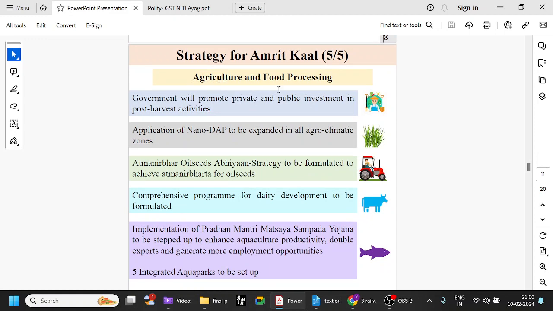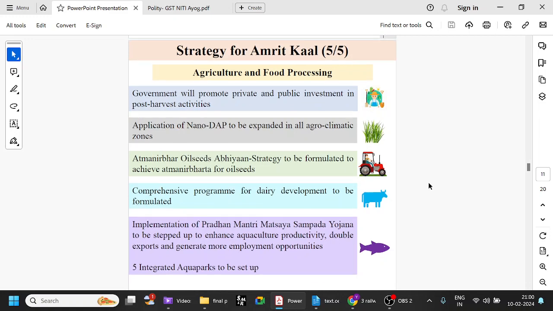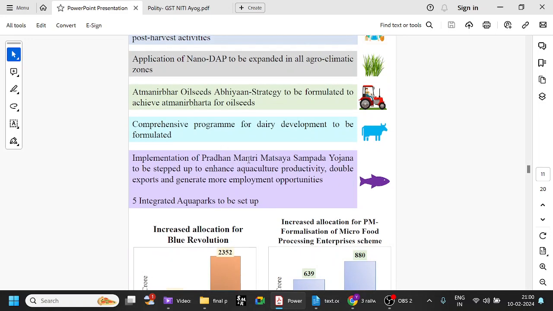So, agriculture and food processing. Government will promote private and public investment in post-harvest activities. Nano DAP, diammonium phosphate, right? It's a standard fertilizer. All that is fine. Atmanirbhar oilseeds abhiyan. They are generalized statements, you can see. And Pradhan Mantri Matsya Sampada Yojana for fisheries, etc. Aquaculture productivity. And when it comes to aquaculture, Andhra Pradesh is number one, specifically Visakhapatnam. 5 integrated aqua parks to be set up. Just go through where they are going to be set up.